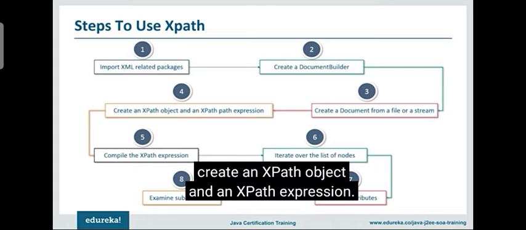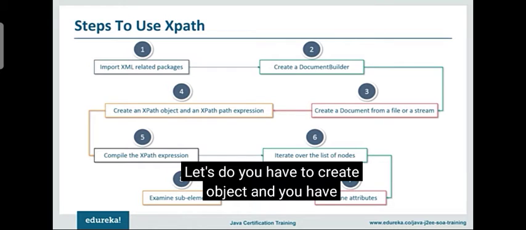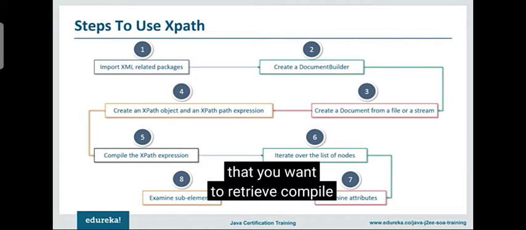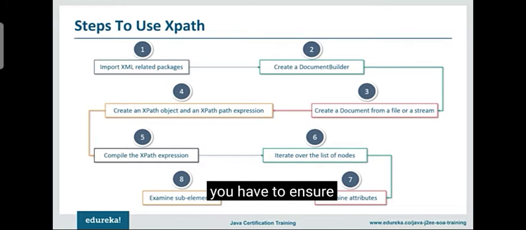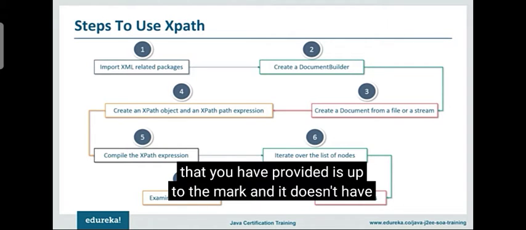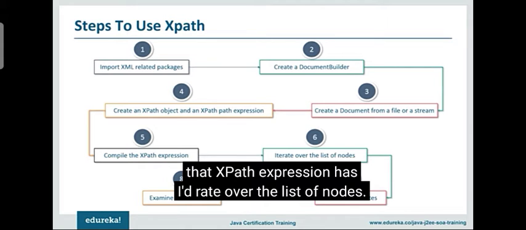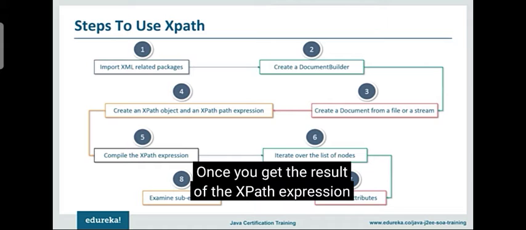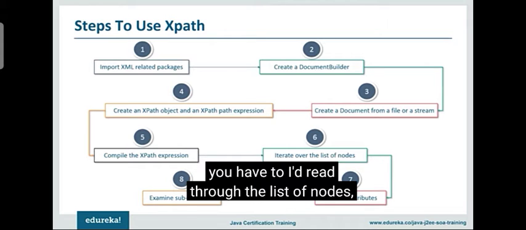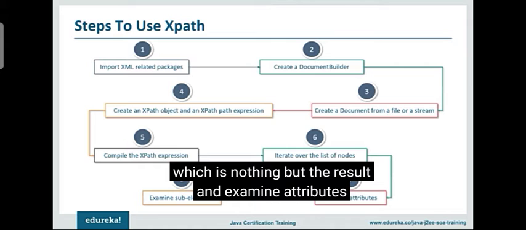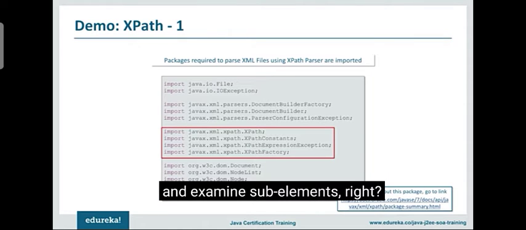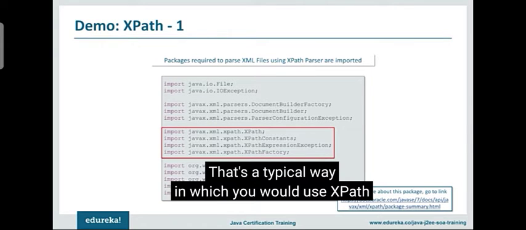Then fourth, create an XPath object and an XPath path expression. First, you have to create the object and pass the expression that you want to retrieve. Compile the XPath expression. First, you have to ensure that the XPath expression you have provided is up to the mark and doesn't have any error, and that you're following the contract that an XPath expression has. Iterate over the list of nodes. Once you get the result of the XPath expression, you have to iterate through the list of nodes, which is nothing but the result, and examine attributes and sub elements. All right, that's a typical way in which you would use XPath.